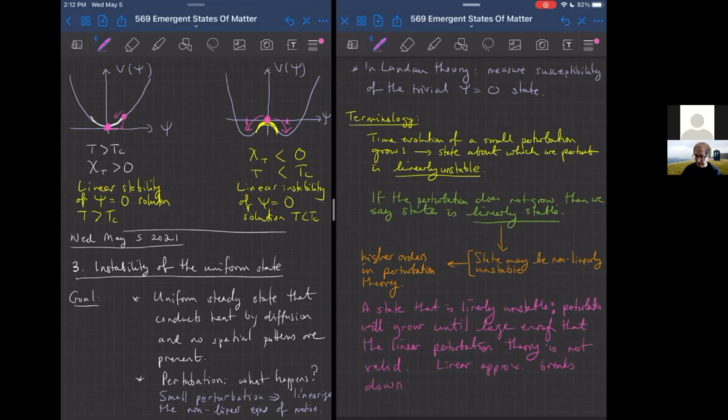Now, what you expect to happen then is that the higher order nonlinearities can restabilize the solution. And I've left this picture up on the left-hand side because I want to show you that it actually happens in Landau theory. It's something that you've seen before.